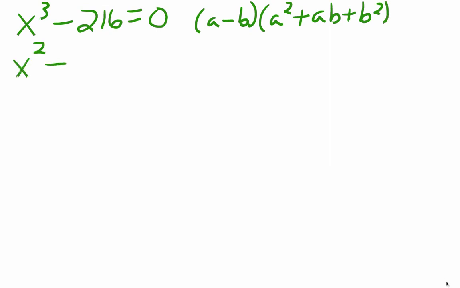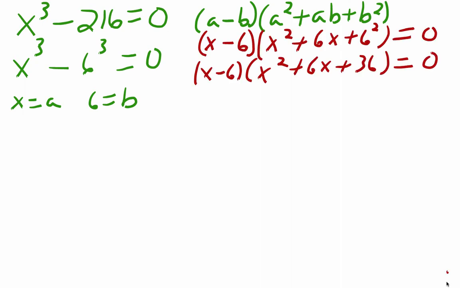So, x cubed minus 216, I want to write that as a cube. Something times itself 3 times. Well, that would be 6 cubed. That's the same thing as 216. So that's what I'm going to use to factor this. So my x is my a, and my 6 is my b. So I'm going to substitute those in my equation, and then I'm going to factor it.